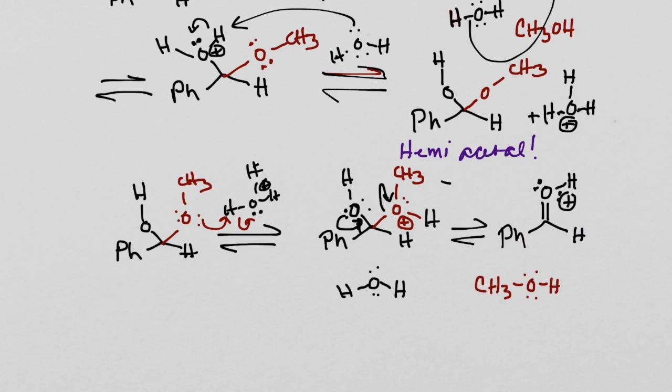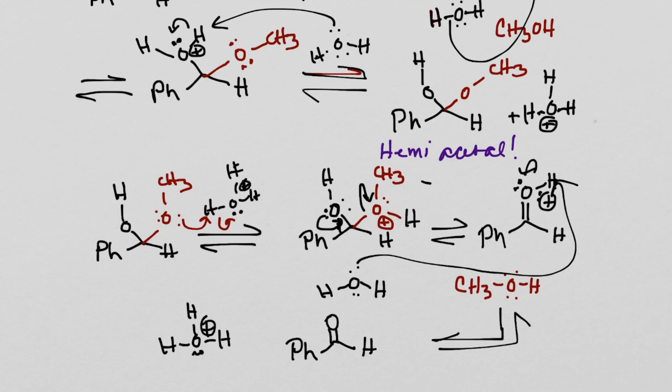And a last proton transfer, probably from one of these waters that we made somewhere else in the reaction, will then get us to our aldehyde product. So here we are at our product. Here you can see one equivalent of methanol. There's the second equivalent of methanol.